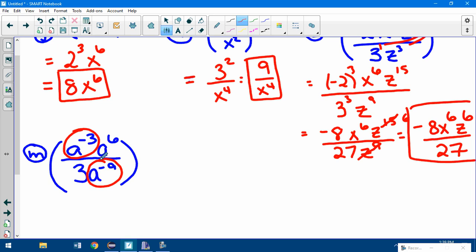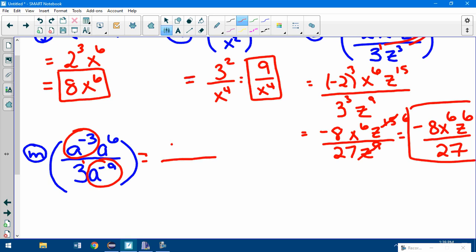Now notice I didn't circle the 3 on the bottom because what exponent does that have? That has a 1, 3 to the first. So that doesn't get circled. But the reason I circle anything with a negative exponent is because what a negative exponent really means is we flip the side of the fraction it's on.